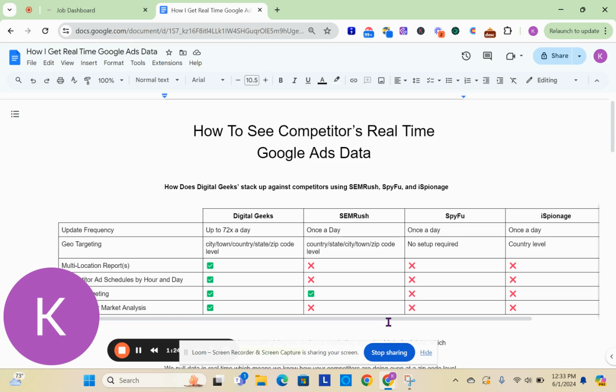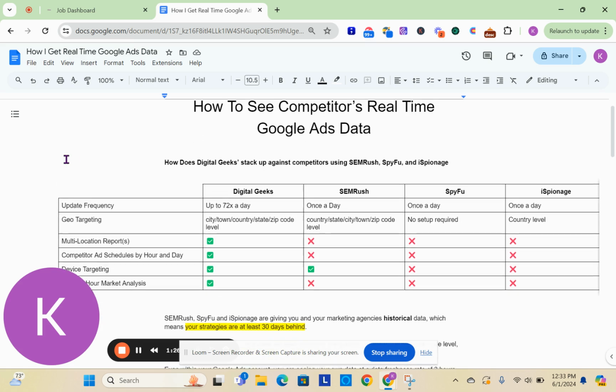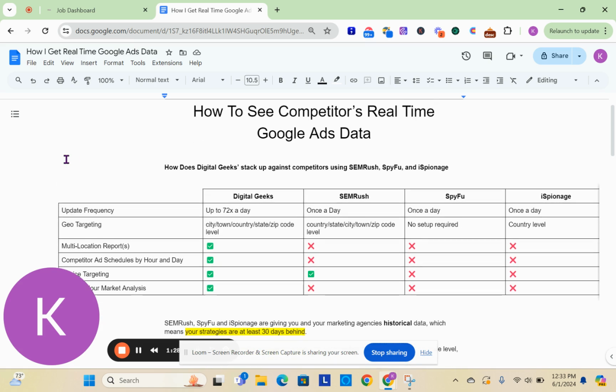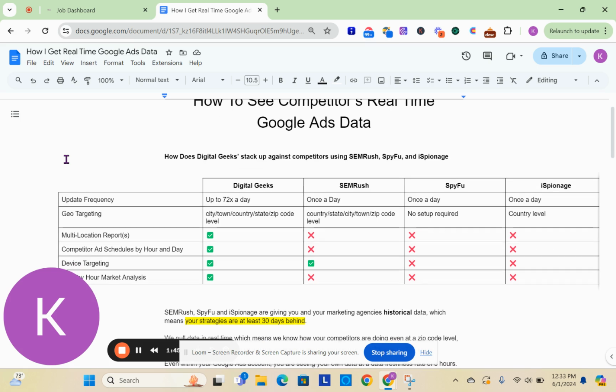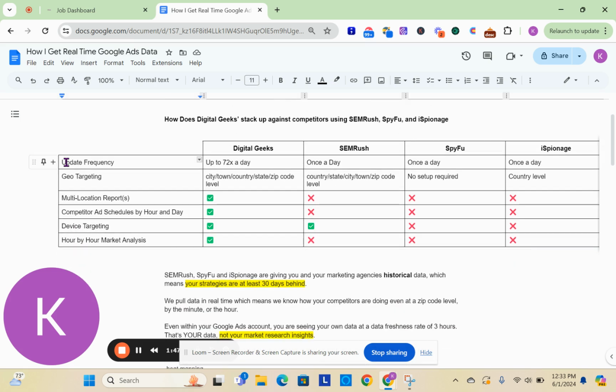So my company's name is Digital Geeks, and we really focus heavily on B2B marketing, but I am also very great at B2C. So I want to explain what the software does versus SEMrush, SpyFu, and iEspionage. What Digital Geeks can do is we can see the frequency of ads up to 72 times a day. The other softwares, as you can see, only pull data once a day.